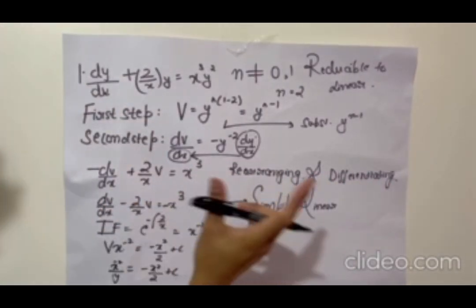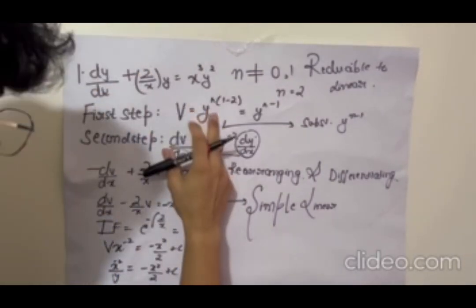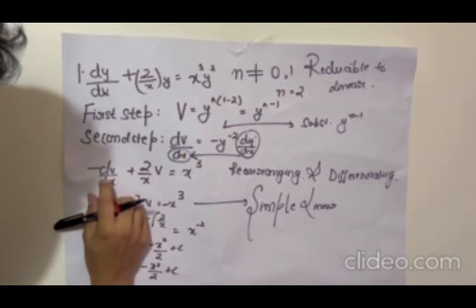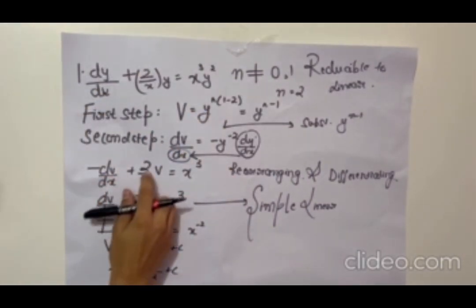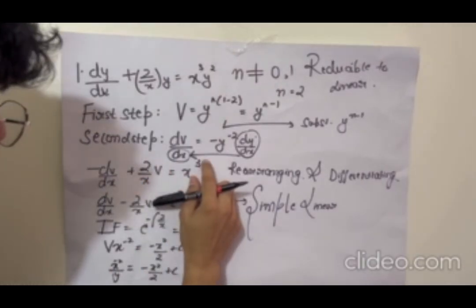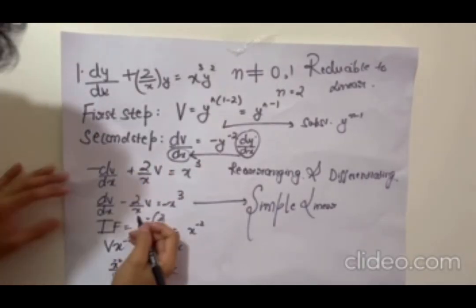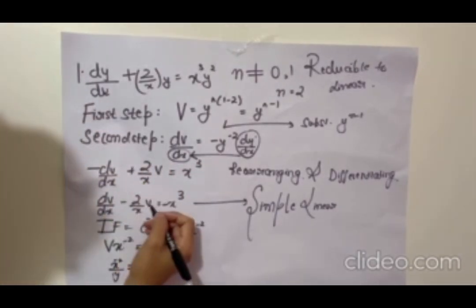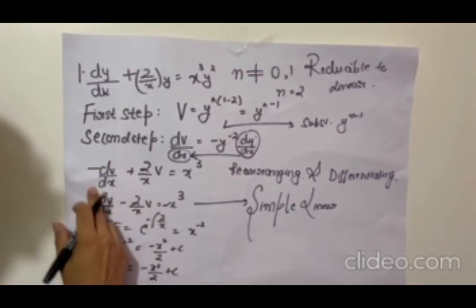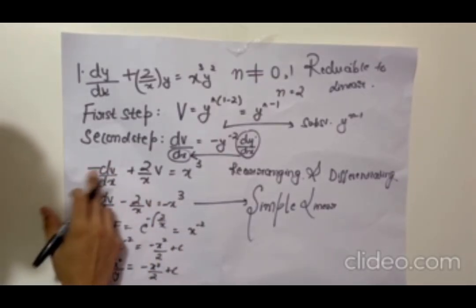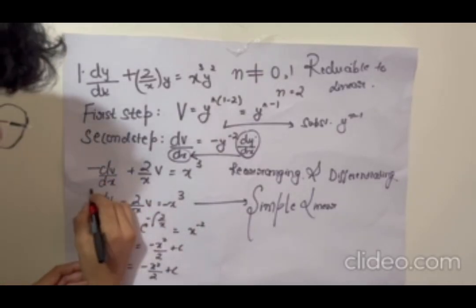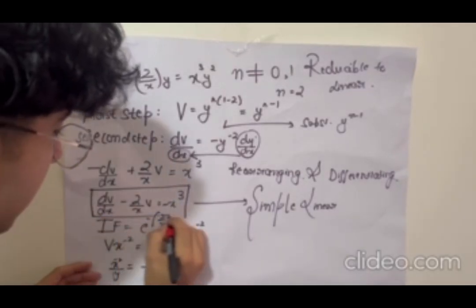After differentiating it, we substitute it back into the original equation. We get minus dv by dx plus 2 by x v equals x cubed. Now, for your simple understanding, we rearrange it, and we know for a fact that dv by dx should not have a negative coefficient, for which we have got a simple linear equation.